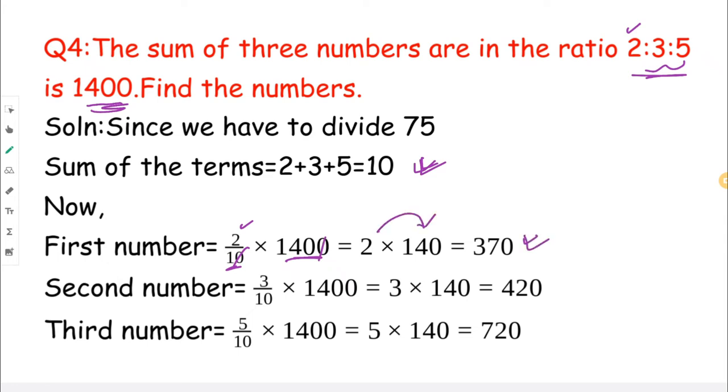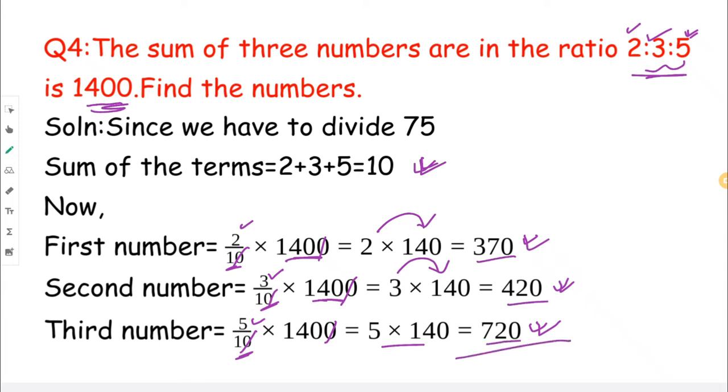The second is 3 parts out of the total 10 parts, right? So 3 parts out of the total 10 parts of what? Of this number. Once again, you can divide these two, and then when you multiply 3 into 140, you'll get 420. The last part is 5 out of the total 10 parts, right? So once again, you divide it, cancel 0 and 0. I'm going to have 5 into 140, which I multiply, I'm going to get 720. So the first number is 370, the second number is 420, and the third number is 720.